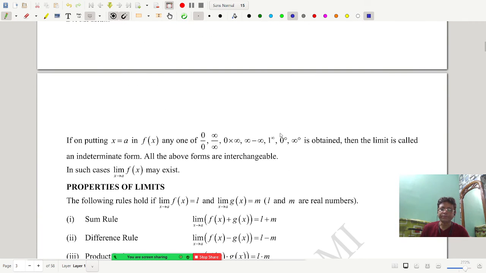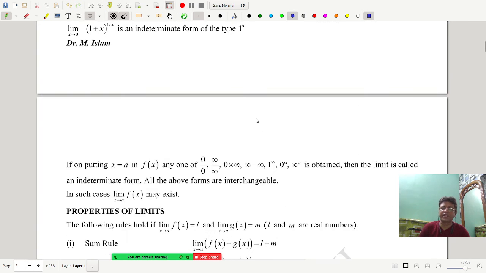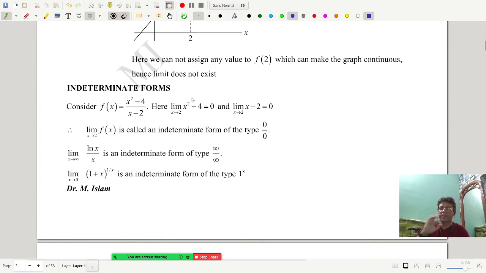So I will explain different properties after that. Let me first explain indeterminate forms. If your limit is of the form 0 by 0 or infinity by infinity, for example x square minus 4 by x minus 2, that is of the form 0 by 0 because the numerator tends to 0 whenever x tends to 2 and the denominator tends to 0 whenever x tends to 2. And this is infinity by infinity form because log x tends to infinity and x tends to infinity. So these are all indeterminate forms.